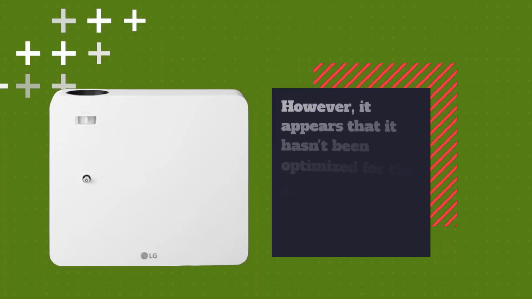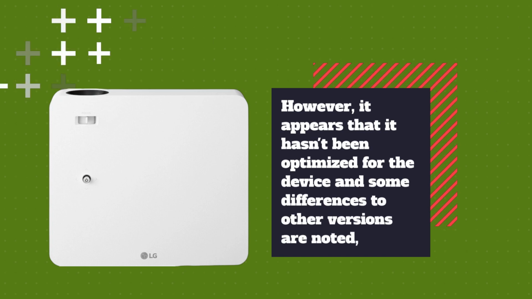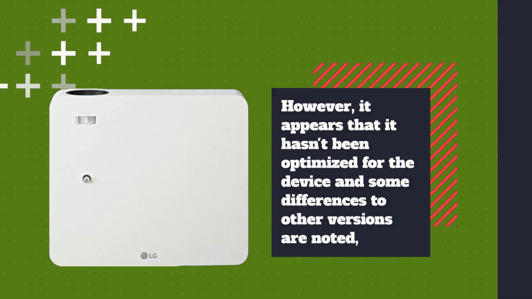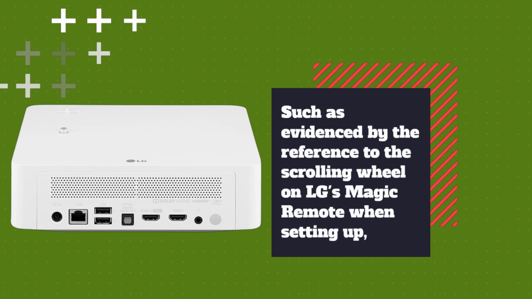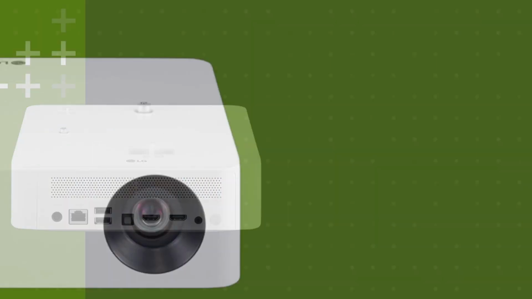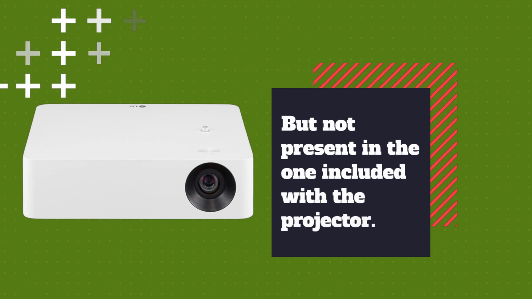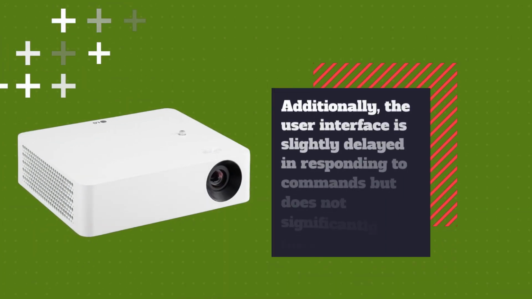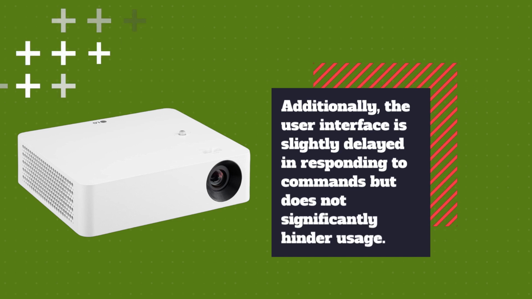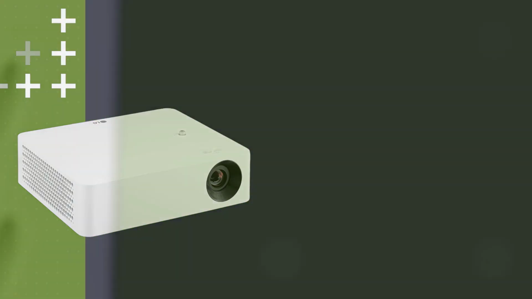The LG PF610 runs on webOS 5.0, which many users may be familiar with. However, it appears that it hasn't been optimized for the device, and some differences to other versions are noted, such as evidenced by the reference to the scrolling wheel on LG's Magic Remote when setting up, but not present in the one included with the projector. Additionally, the user interface is slightly delayed in responding to commands but does not significantly hinder usage.